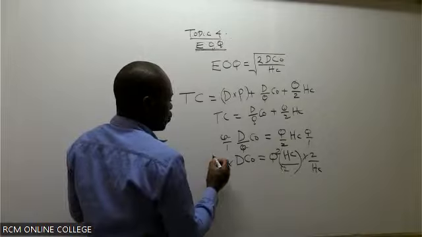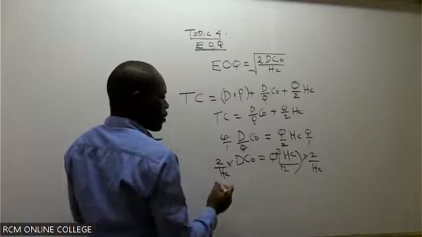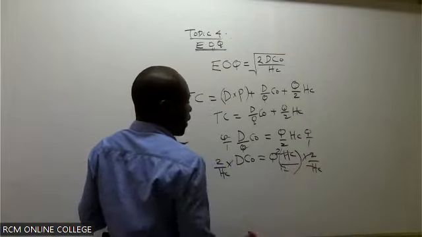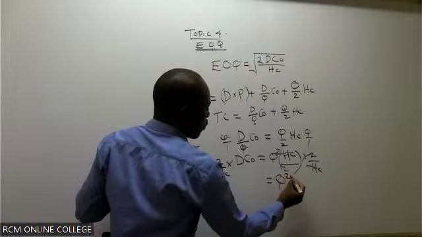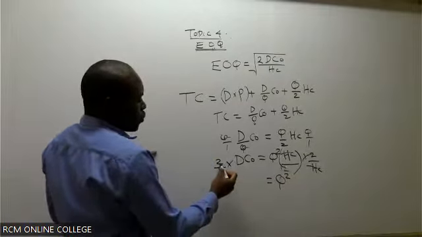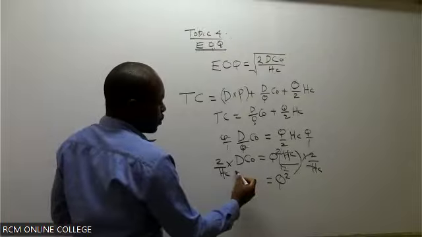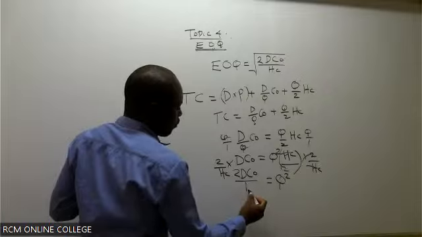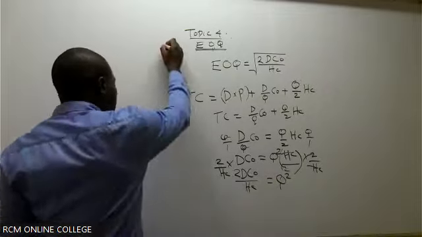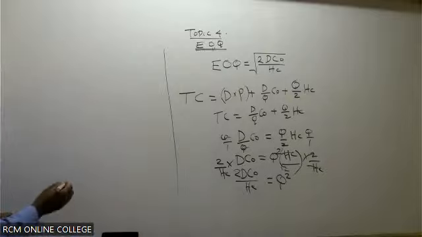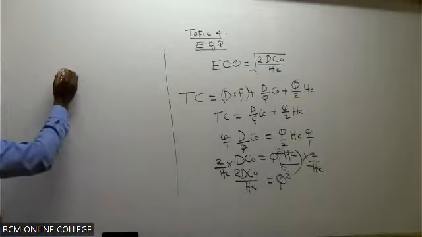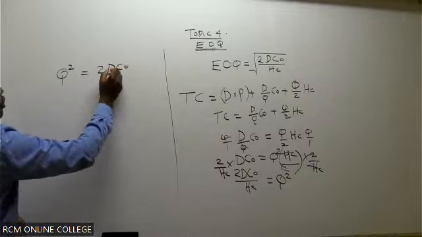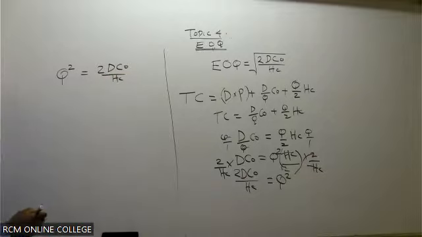So I'll come here and multiply by 2 over HC. Of course, I've already eliminated this one here. I'm remaining with Q squared equivalent to 2 multiplied by this, which will be 2DCO, and of course over HC. Having done that, I now see that Q squared is equivalent to 2DCO over HC, which is the holding cost.